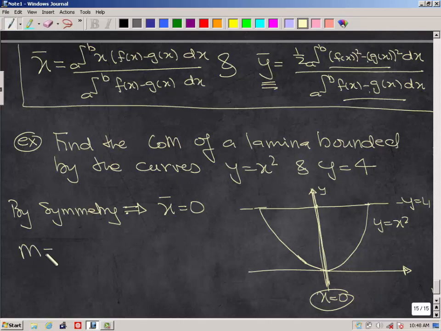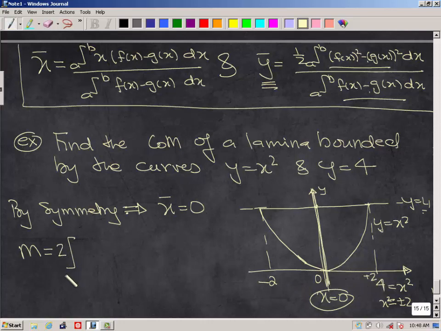So m is the integral. I need limits of integration here. If you solve these equations simultaneously, if you replace this y with 4, you get 4 is equal to x squared, so x is equal to plus or minus 2. This point over here is negative 2, and this point over here is 2. So we're going to integrate from negative 2 to 2, or we can go from 0 to 2 and multiply by 2 and use symmetry. So that's what I'm going to do.